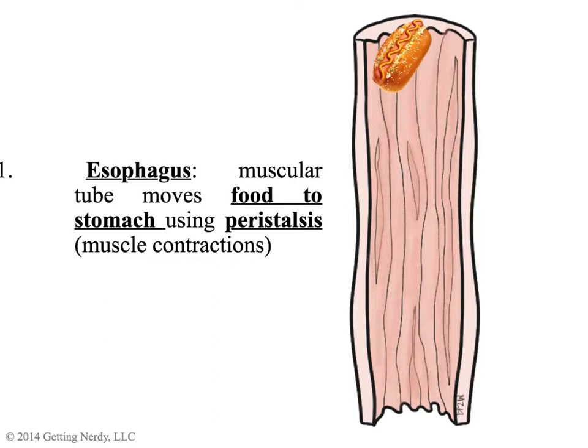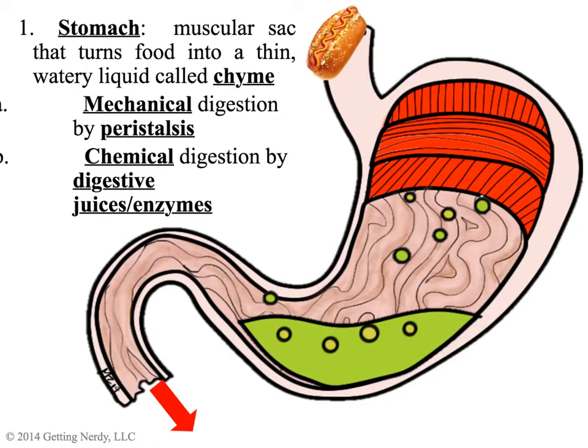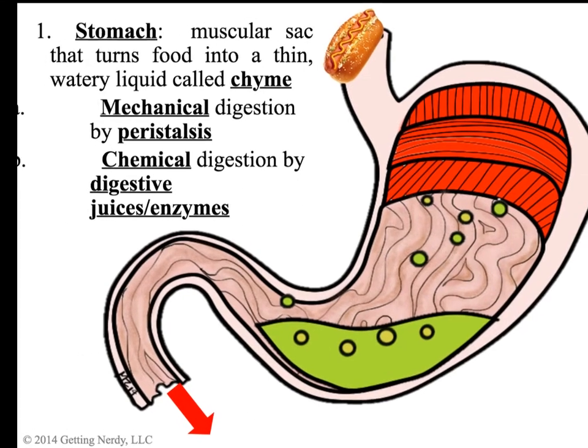In fact, it works so efficiently that you can be standing on your head and swallow, and the food will still go to your stomach. It's not gravity that gets it there. It is these muscle contractions. Then it makes its way to the stomach. This is your first thing to label. I think this is number 1 on your diagram.